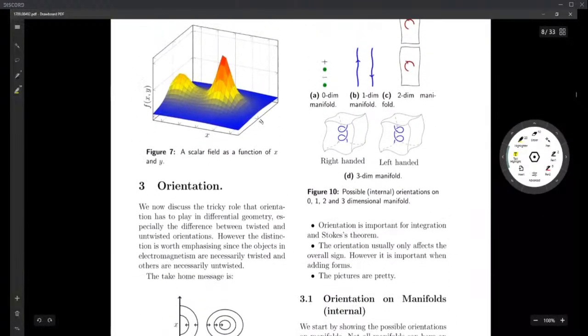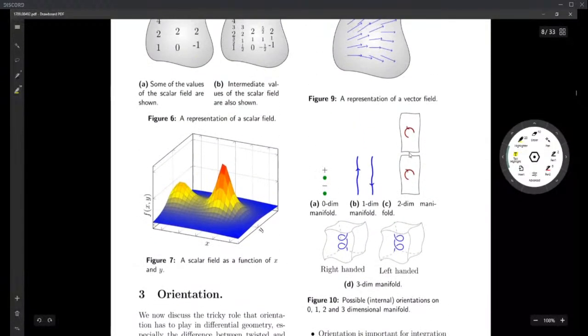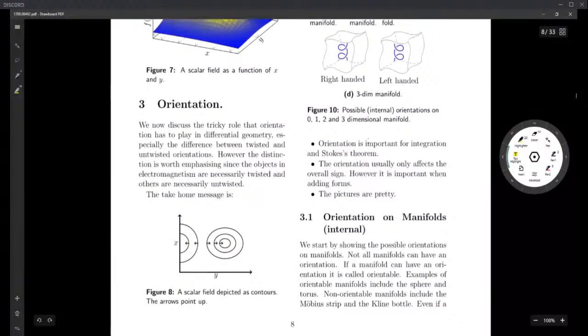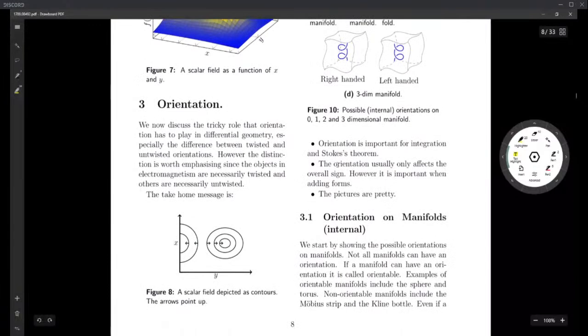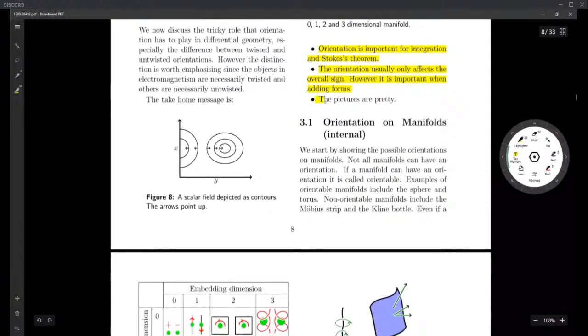Okay. So right here in this diagram, you have multiple ways of representing orientations, which I'll get to in a while. The use of orientation is important for integration and Stokes' theorem, and orientation only affects the overall sign. But when you're adding forms, you need orientation to get things together. We'll see how we add forms, or rather concatenate them. The pictures are pretty, of course.